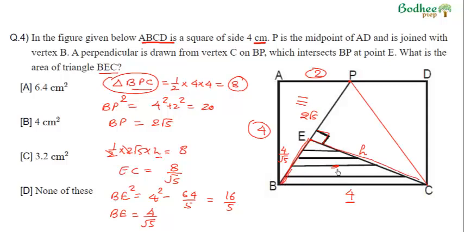So we can get the area of this triangle, which is half base into height. So height is 8 by root of 5. So clearly we can see that this will go out by 2 times. So this is 16 by 5 or 3.2. So option C becomes the right answer.